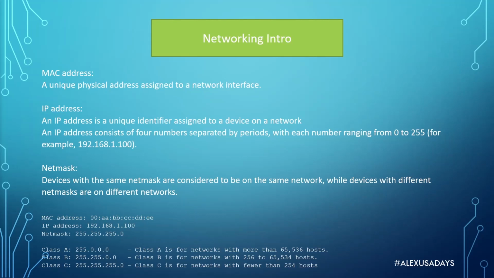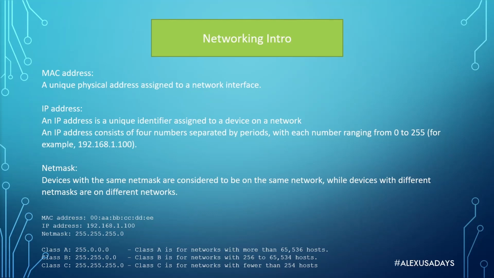Netmask is essentially your network configuration. Devices with the same netmask are considered to be on the same network, while devices with different netmasks are on different networks. That's important. So if you will be setting up some sort of test network and you want your devices to communicate, you want to make sure first that they are on the same network, on the same subnet, same netmask, right? And that they all have different IP addresses. Otherwise, there will be a conflict.